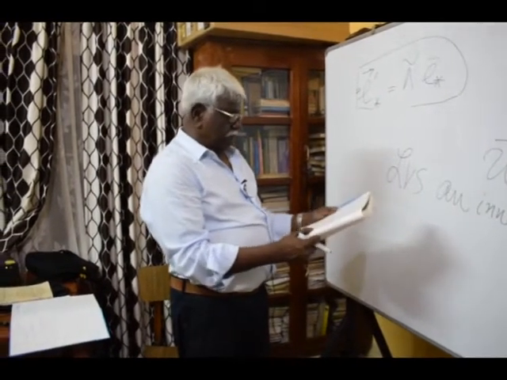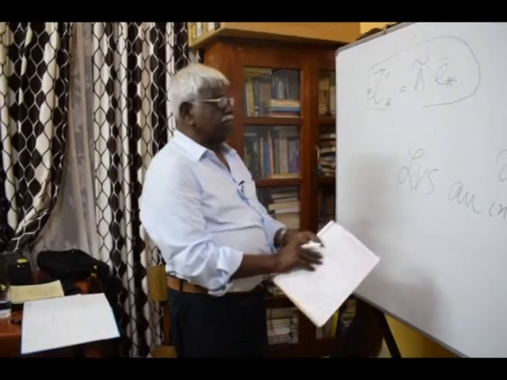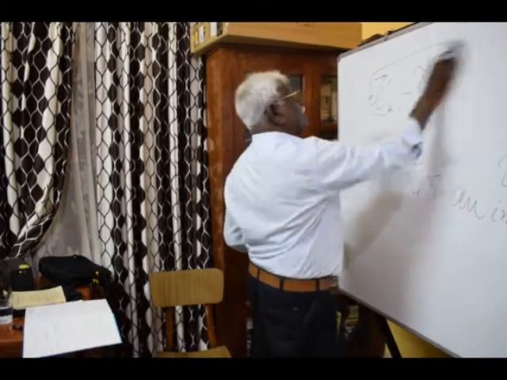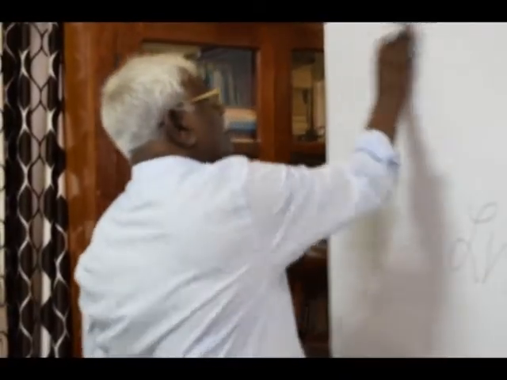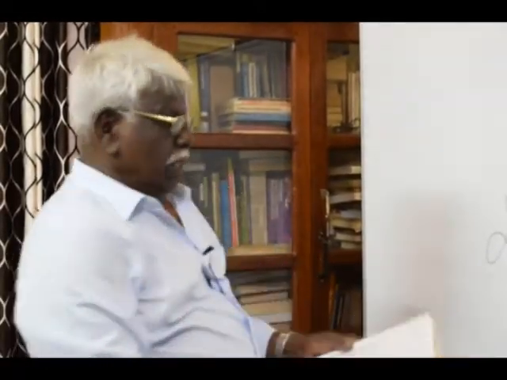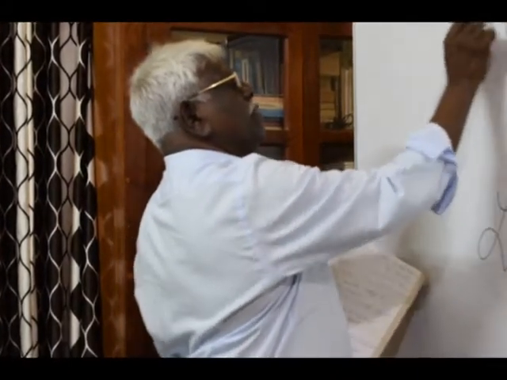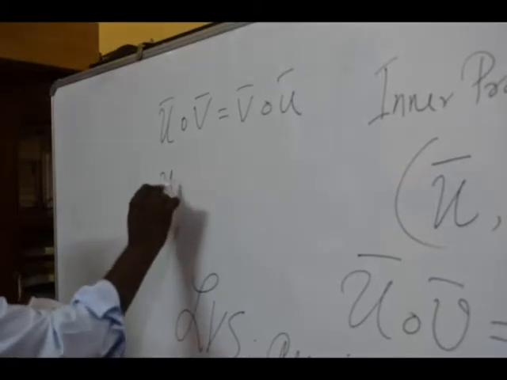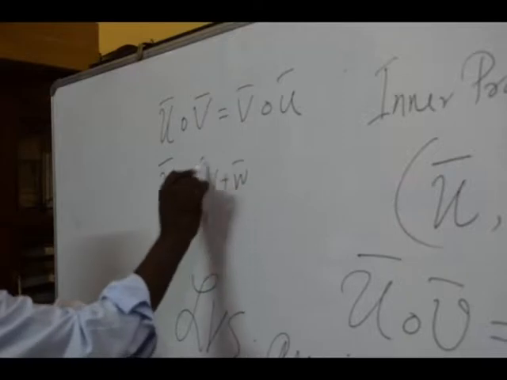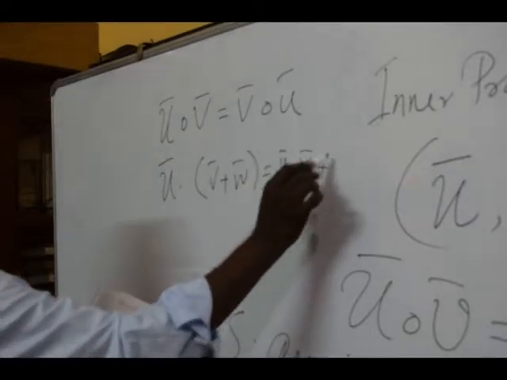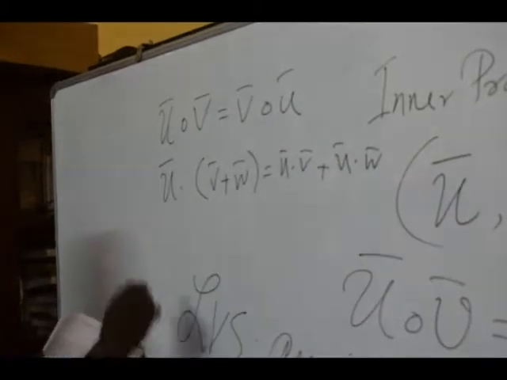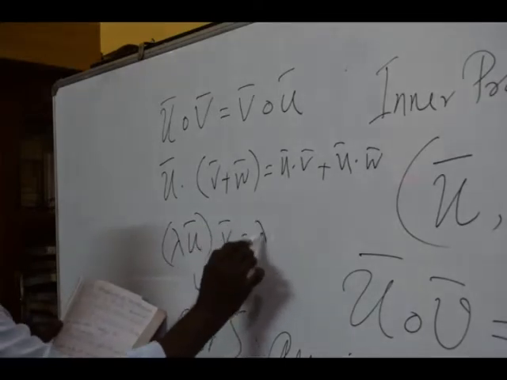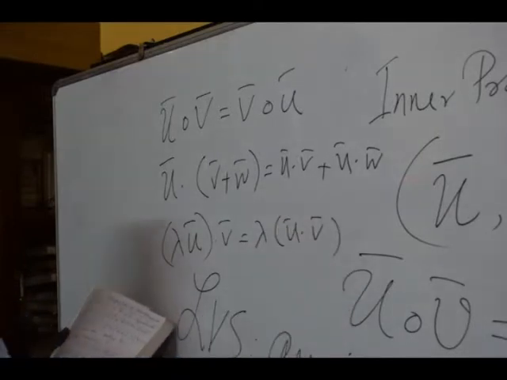Properties of inner product. Say u dot V is equal to V dot U. Then u dot (V plus W) is equal to u dot V plus u dot W. Then (lambda times U) dot V equals lambda times (u dot V), where lambda belongs to R.